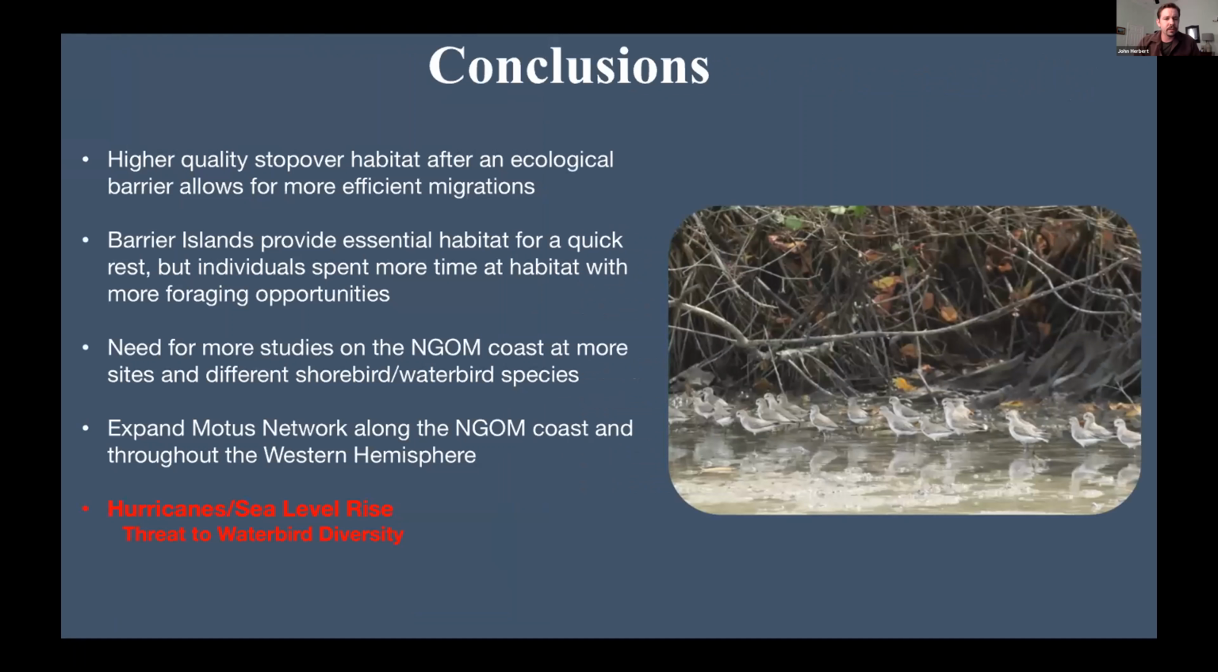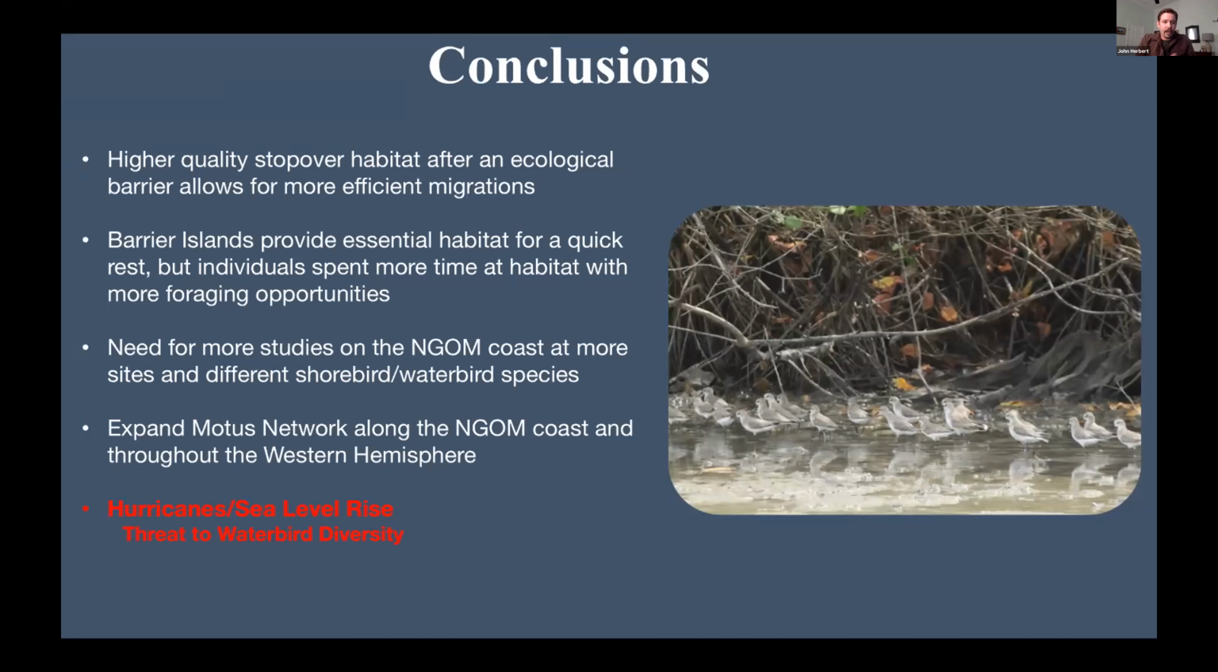So our conclusions, again: higher quality habitat after an ecological barrier allows for more efficient migrations. Barrier islands are still important habitat, but they're potentially used just for quick resting and then moving on because they don't provide those resources, because the species is following an exceptional migration. But we need more studies. More sites are needed for the species, putting out more nanotags, getting a better idea of what's going on with demographics, expanding the MOTUS network.